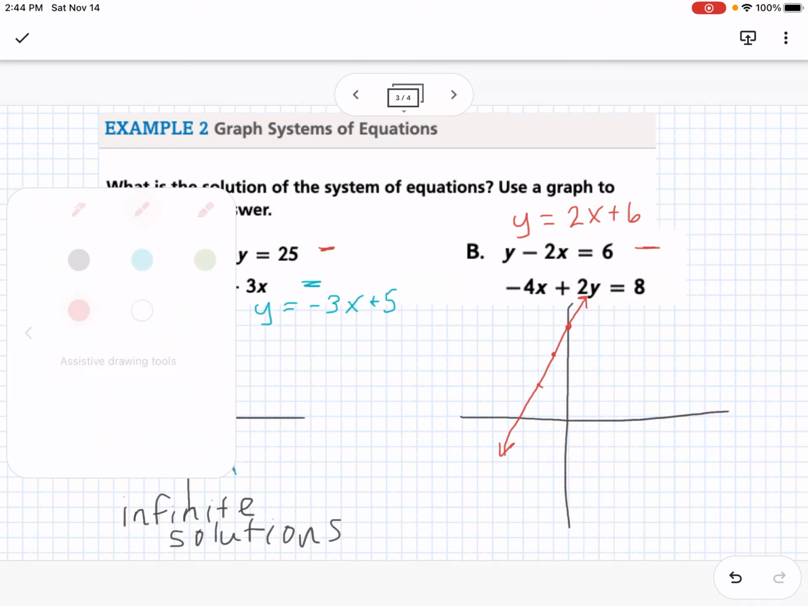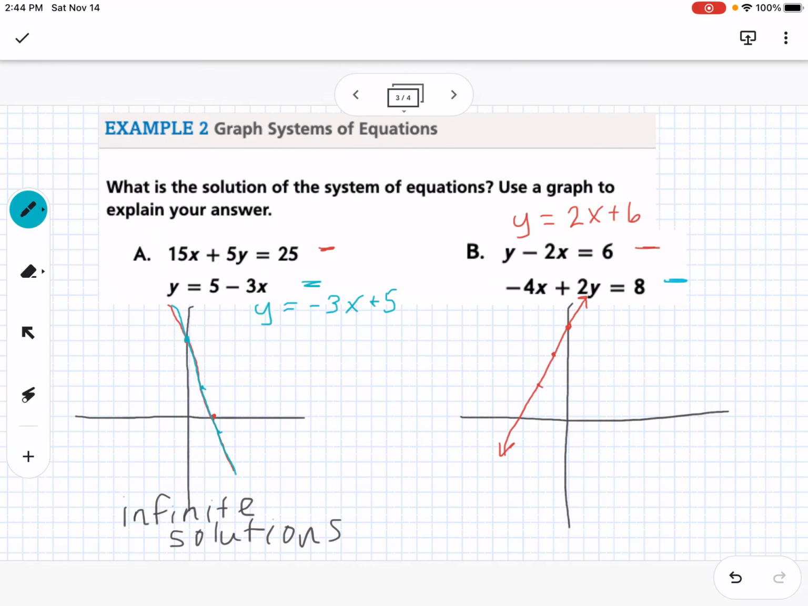Then I'm going to use the cover-up method for the second one. So we'll do this one in blue. So if I cover up the y, I would have negative 4x equals 8. So x would be negative 2. And if I cover up the x, I would have 2y equals 8. So y would be 4. 1, 2, 3, 4.